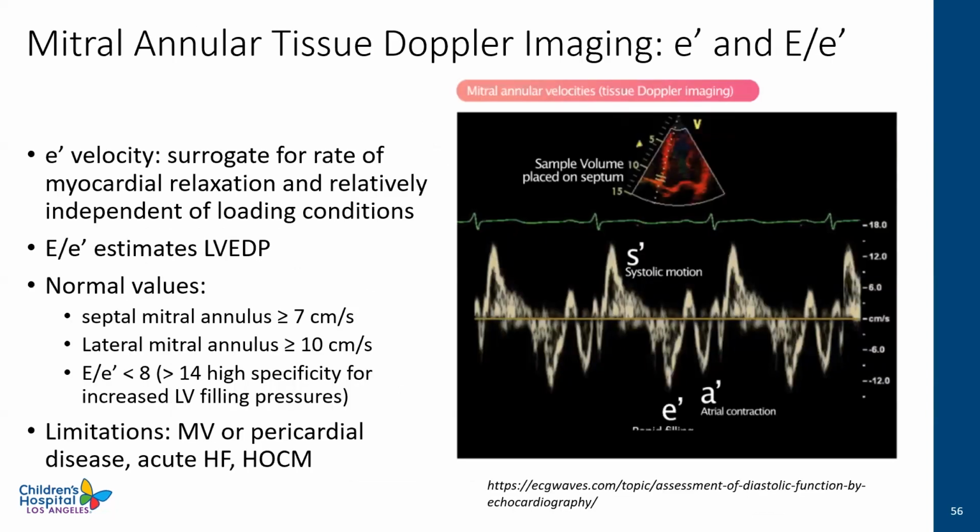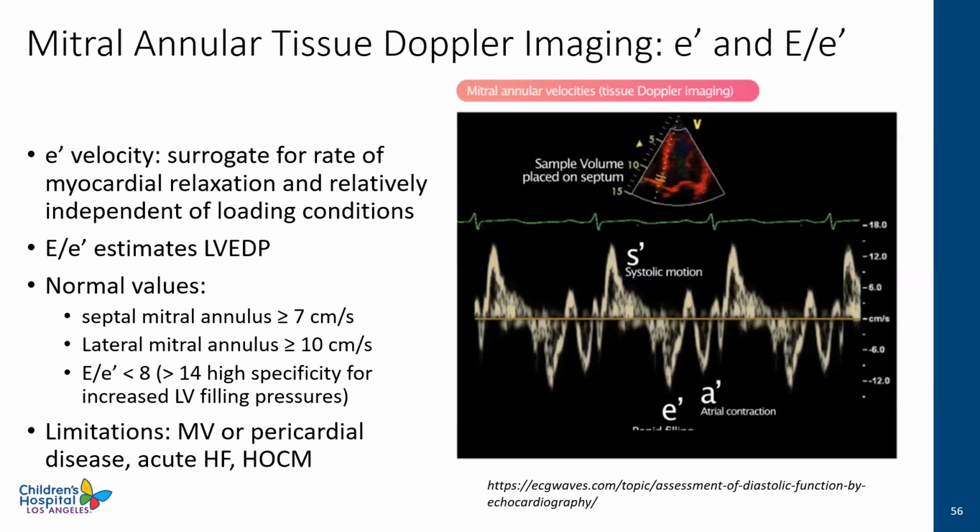And then, as I mentioned earlier, there's also tissue Doppler imaging that we can use. This is where you're looking at your mitral valve and either the septal or lateral wall. Your E prime and your A prime correlate with the same measures as your E and your A wave. So your E prime velocity is a surrogate for the rate of myocardial relaxation, and what is useful with the tissue Doppler is that it's relatively independent of loading conditions.